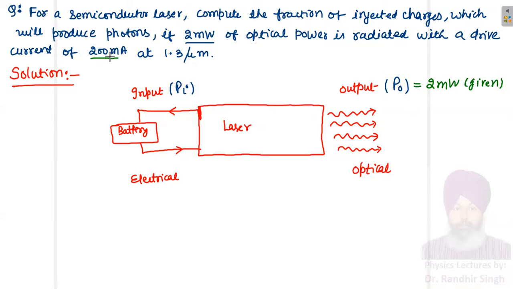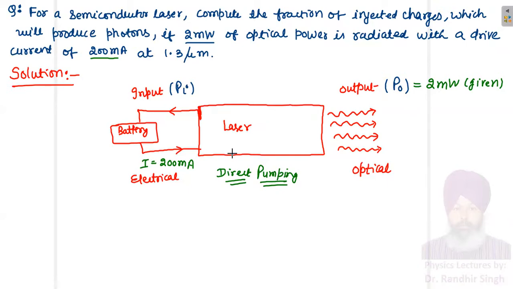This drive current is 200 milliampere. The meaning of this is that the battery is giving a current of 200 milliampere to the laser. This current is the input current of the laser. Since it is a semiconductor laser, please remember that we have direct pumping. Direct pumping means the electrons which are entering the laser take part in the laser action. Not all the electrons, but some of them.